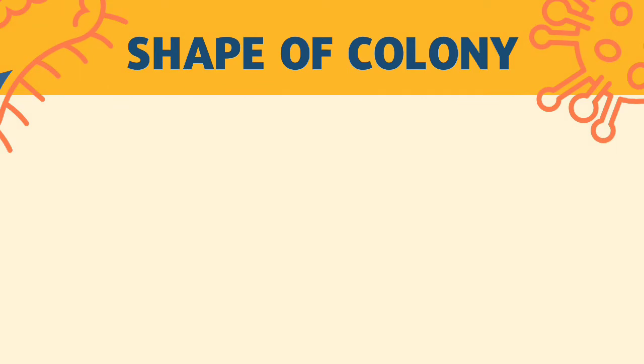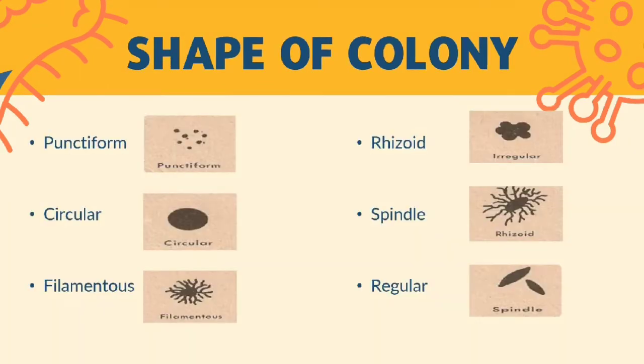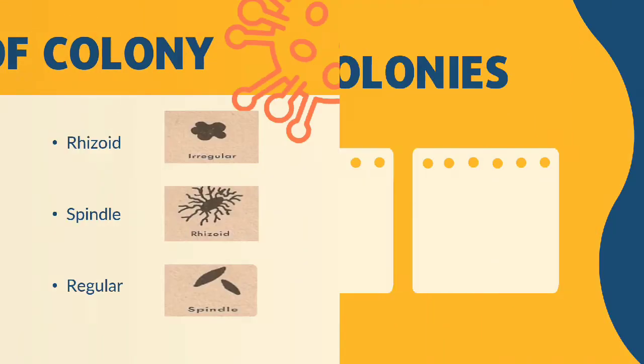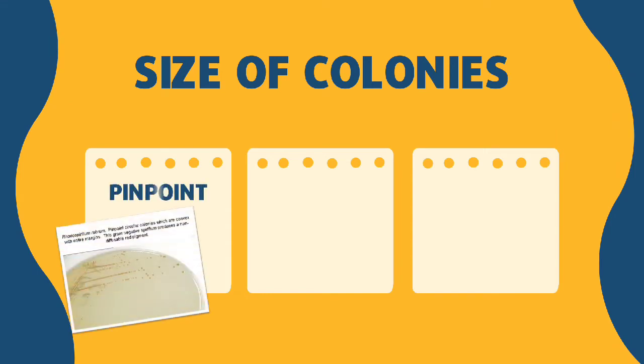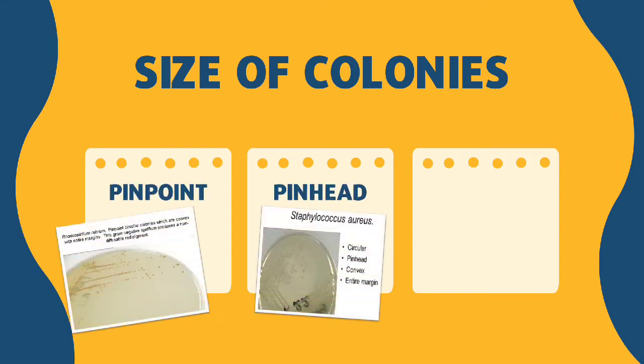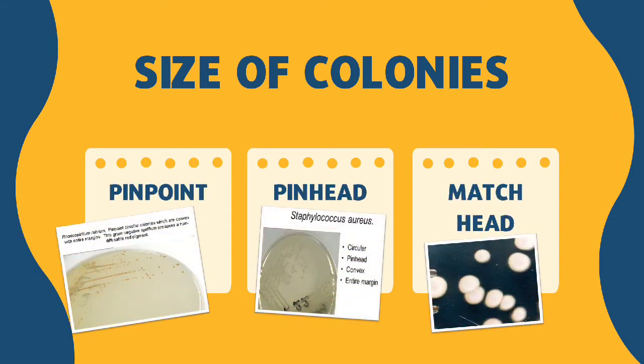Third is the shape of the colony, and it could be punctiform, circular, filamentous, rhizoid, spindle, or irregular. Fourth is the size of colonies. It could be pinpoint, pinhead, or matchhead.